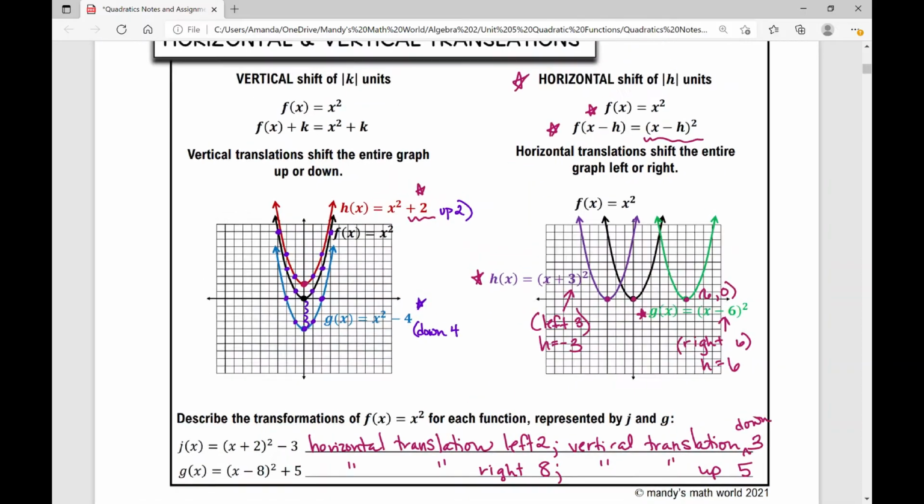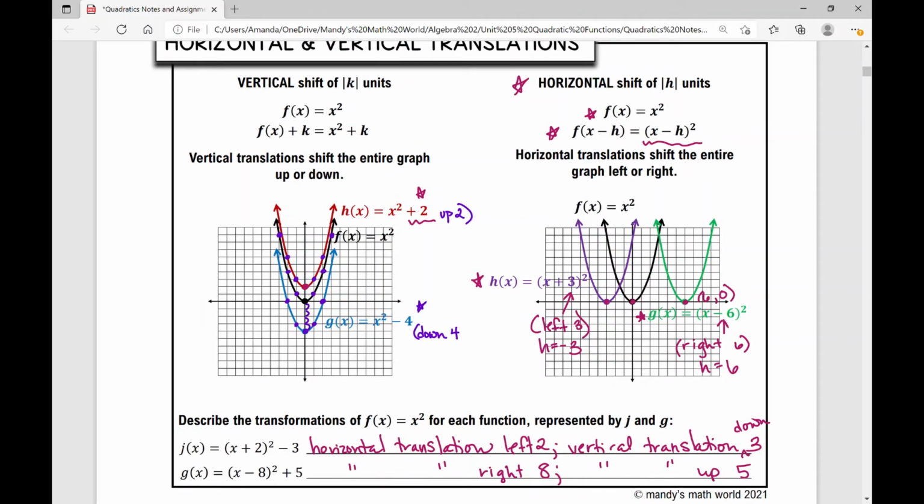And again, because it's in vertex form, we know, like for this function right here, because that entire graph moved right 8 and up 5, my vertex is now at positive 8, positive 5. For this j of x right here, because that entire function moved left 2 and down 3, my vertex is at negative 2, negative 3. So let's move on to our next section.